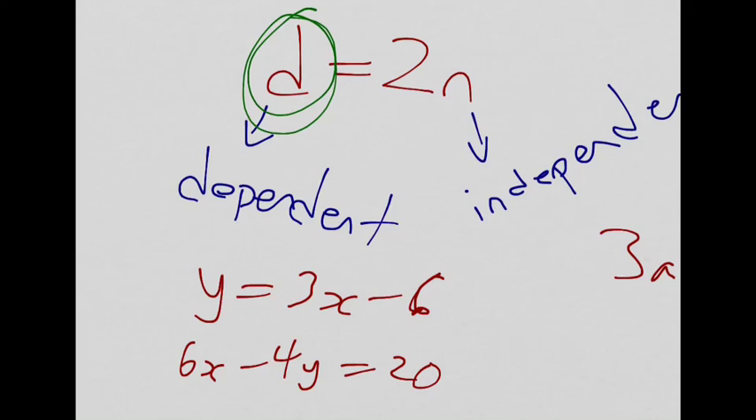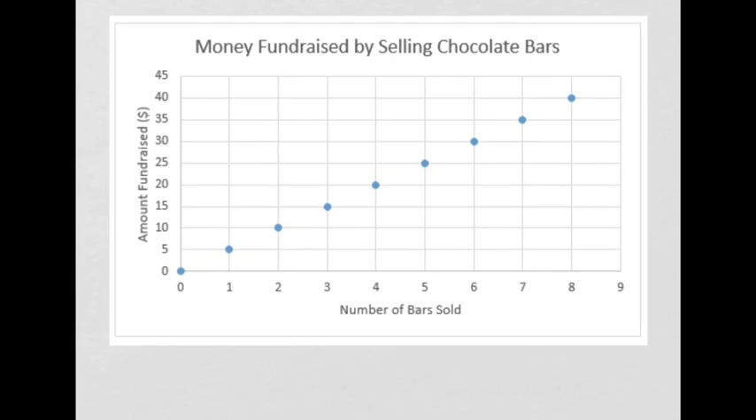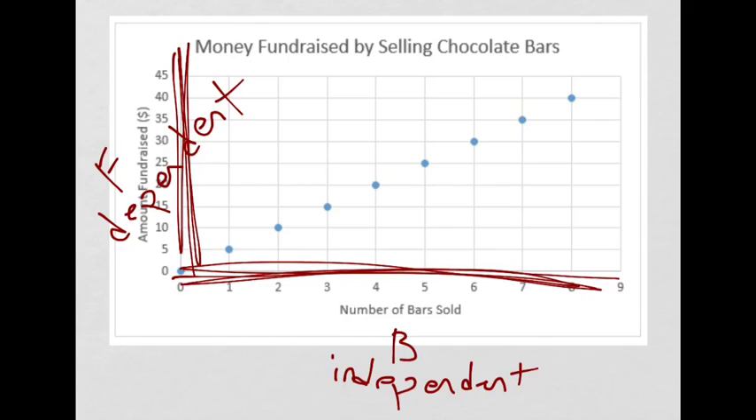So in example 1 with Jorge, we already did that. What about money fundraised? What is the dependent variable and what is the independent variable? Let's call the amount fundraised F and the number of bars sold B. B is independent, F is dependent. You're right, good. How much money I make depends on the number of bars I sell. With a graph, dependent variables are always graphed on the y-axis. Independents are always graphed on the x-axis. So dependent goes on the y-axis, independent goes on the x-axis.